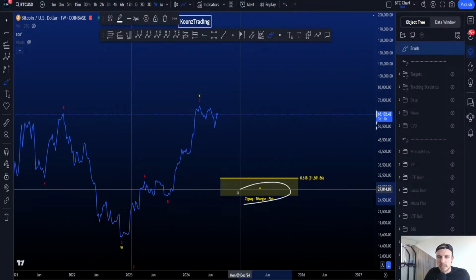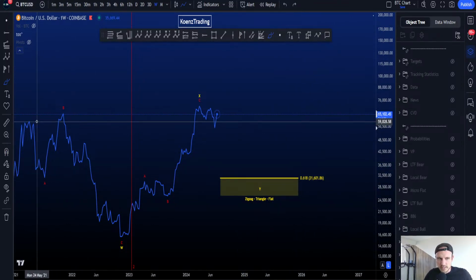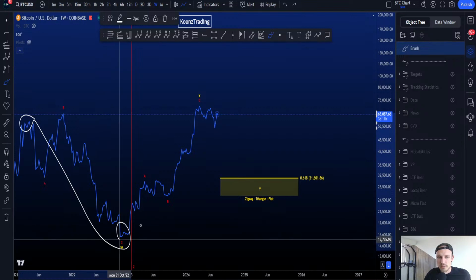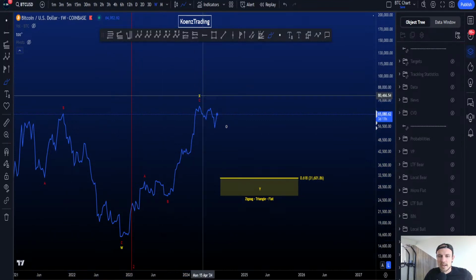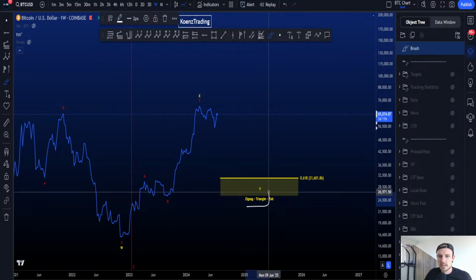Now wave Y can be a zigzag, triangle, or a flat. Minimum target is the 0.618 at 31.6K, taken from the start to the end of W to the end of X. And because of the rule of alternation, preferably wave Y is a zigzag or a triangle.